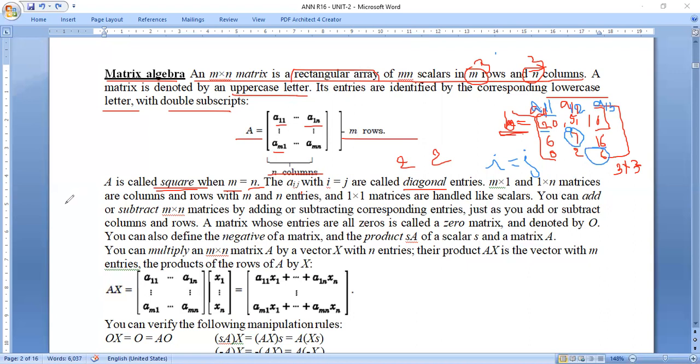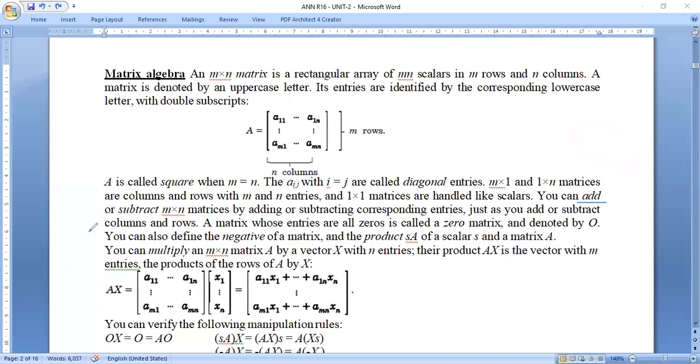Next, you can perform some operations on this matrix. Those operations are called additions. You may add two matrices, or you may subtract the matrices. Whenever we perform addition or subtraction, the corresponding entries are treated alike. You may apply addition and subtraction operations on the different matrices.